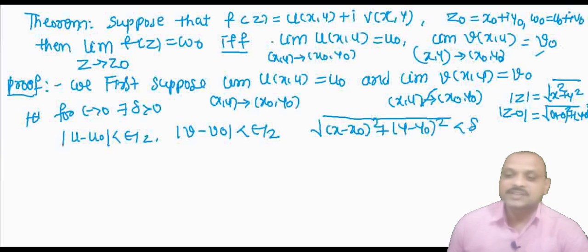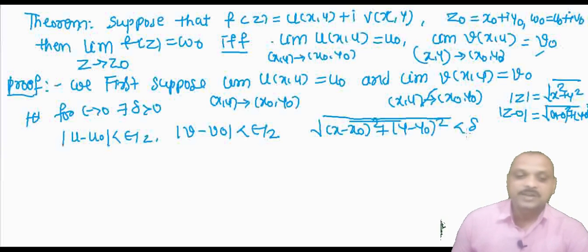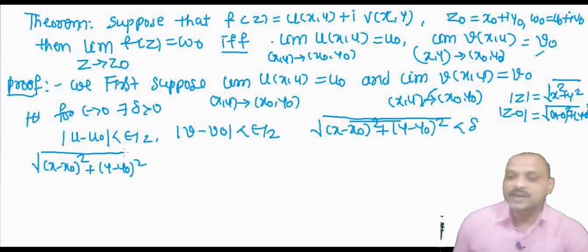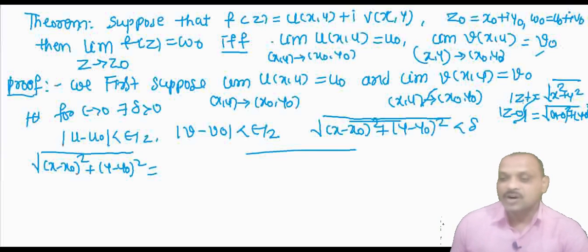But here, instead of 0, we have 2 points, x0 and y0, so I have written this term as (x minus x0) squared plus (y minus y0) squared, whole under root, is less than delta. But friend, we know that the modulus value of x plus iy, that is mod of z, is the square root of x squared plus y squared.